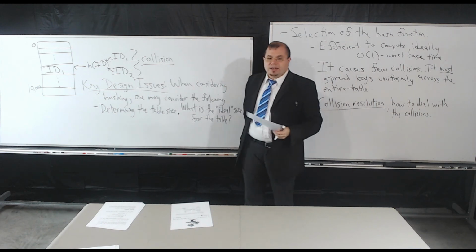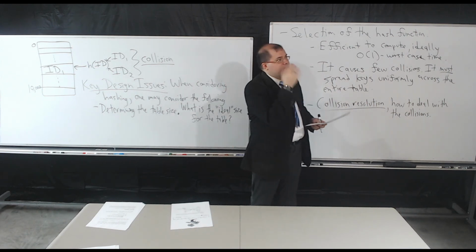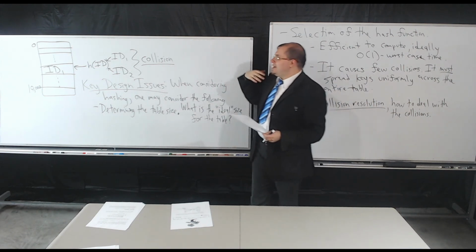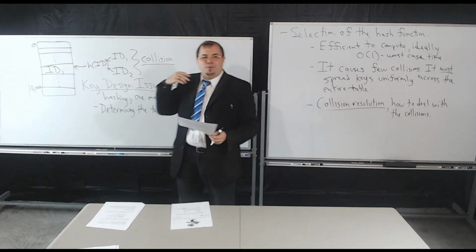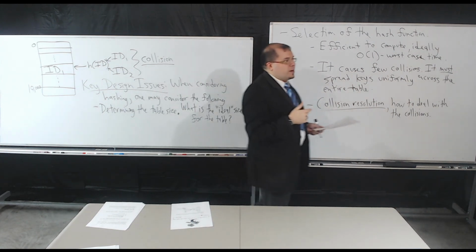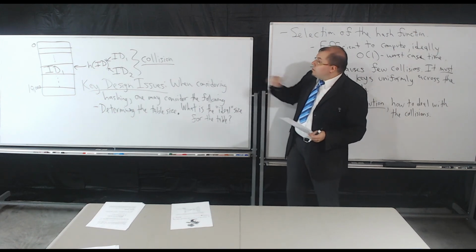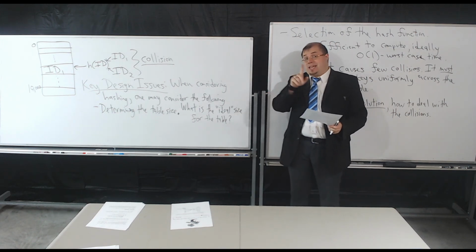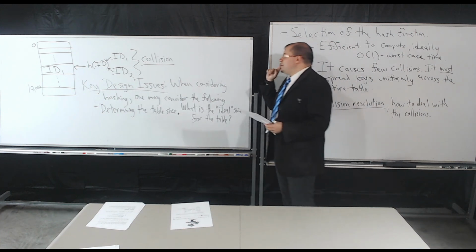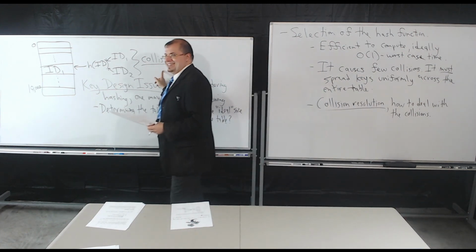Remember the big picture idea. I have keys for my dictionary that are part of records. I want to put them into the table, but I want to take advantage of the fact that I can try to insert them in near constant time on average if I can. But I need to avoid these collisions.